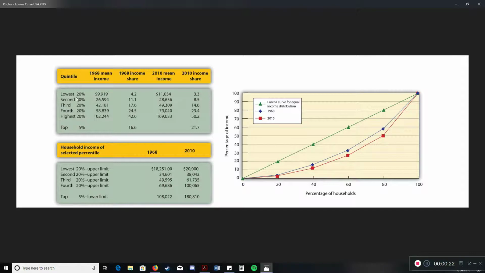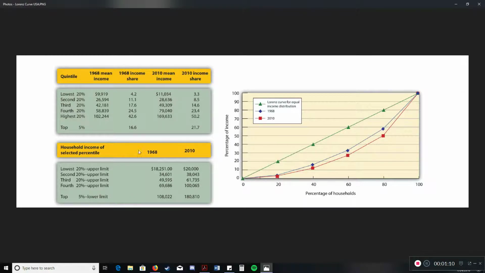Now going over here to the information, we use the lowest 20%. The lowest 20% in 1968 only earned 4.2% of total income, while the highest 20% earned 42.6% of income in the country. In 2010, the lowest 20% earned 3.3% of income, and the highest earned 50.2%. So as you can tell from the graph, income inequality has progressively gotten worse. And we can also infer from this graph that the top 5% in 1968 earned 16.6%, while in 2010 they earned 21.7% of total income in the country.